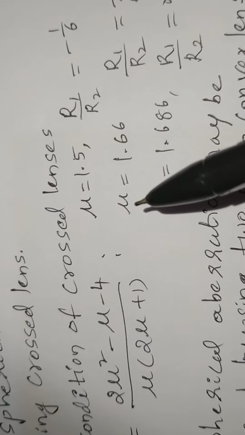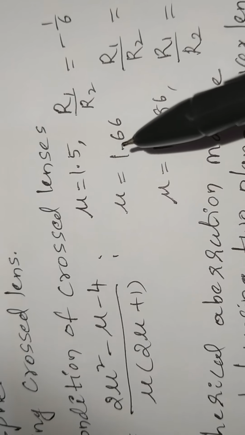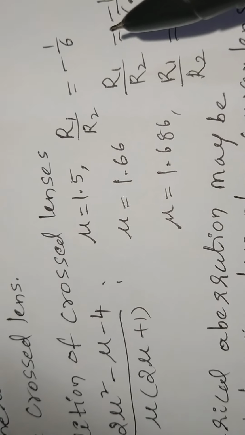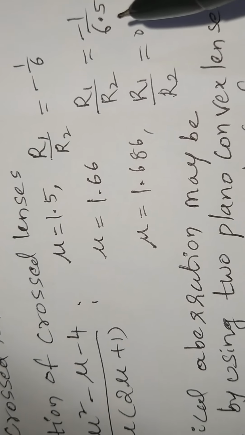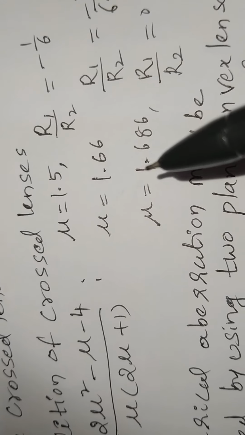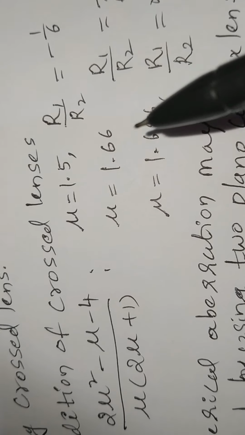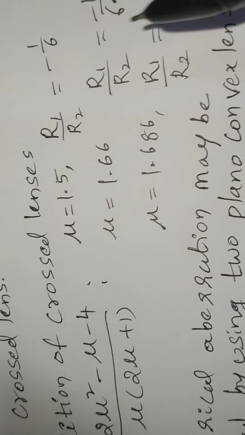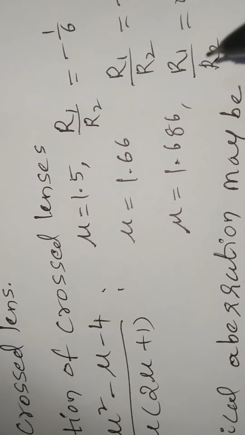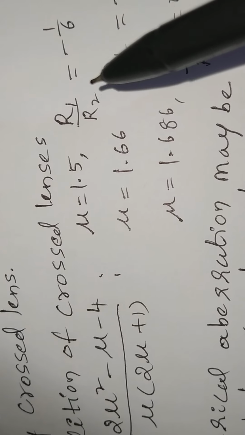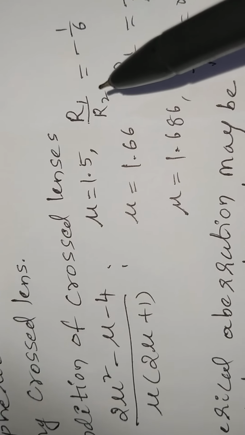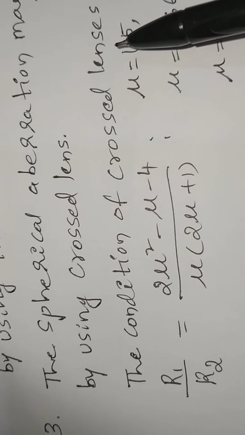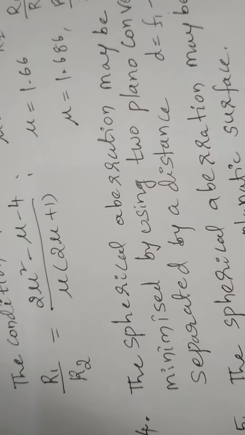If the refractive index of the crossed lens is 1.686, then substituting this value, we get R1 by R2 equal to 0. All these conditions are obeyed by a double convex lens, and those are called crossed lenses. So a crossed lens may reduce the spherical aberration.